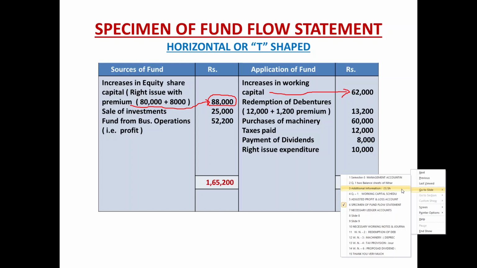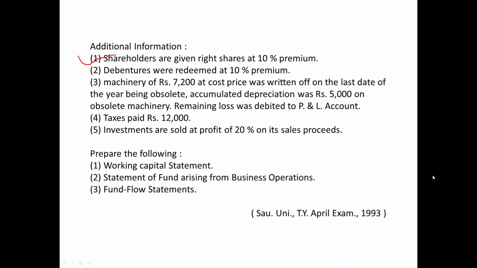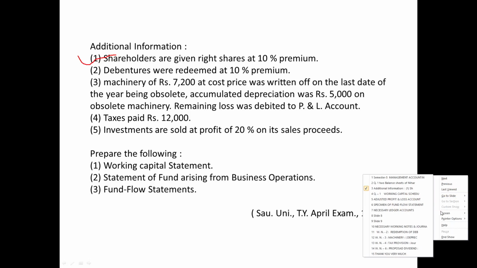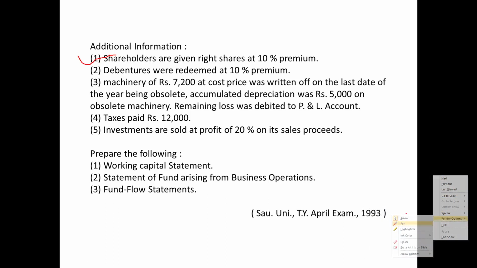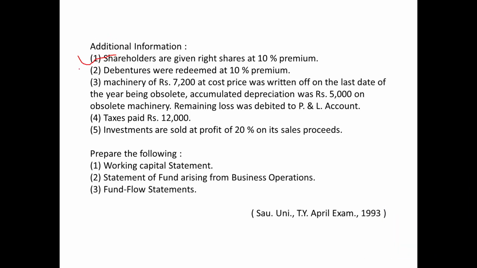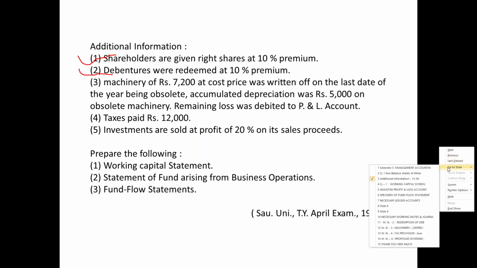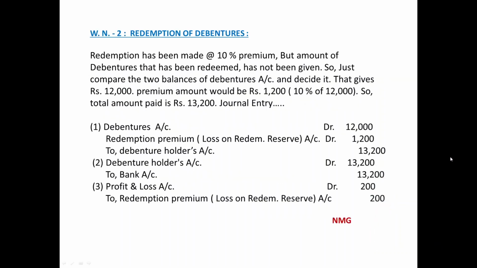Let us verify the second point, additional information point of the question. Point number 2, I am reading it. Debentures were redeemed at 10% premium. Redemption of debenture. Let us prepare a working note for this item. Working note number 2, redemption of debentures.